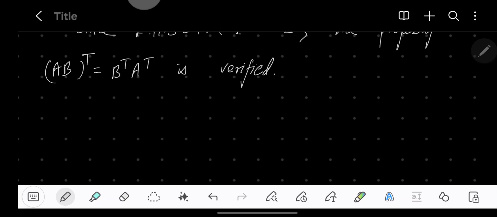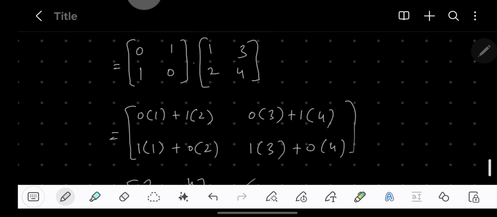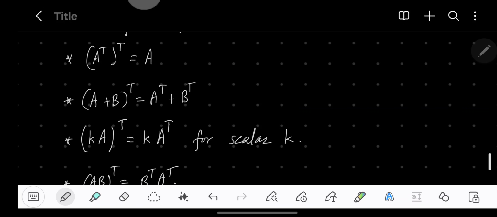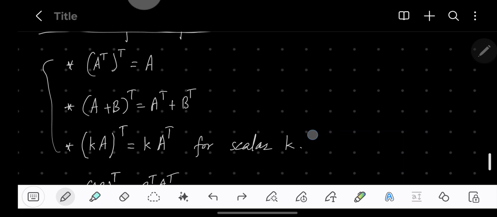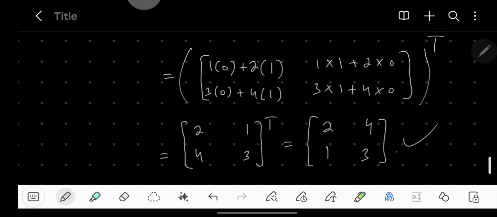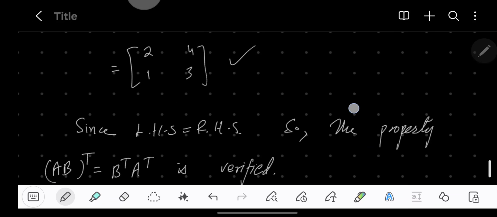Another exercise is to verify all of the properties which I have mentioned here. These are three properties; the fourth one I have proved. You can prove the first two properties in general, and the property for k, for example, k equal to 3. You can easily prove all of these properties for any specific value of k. Now we will move to the next part.